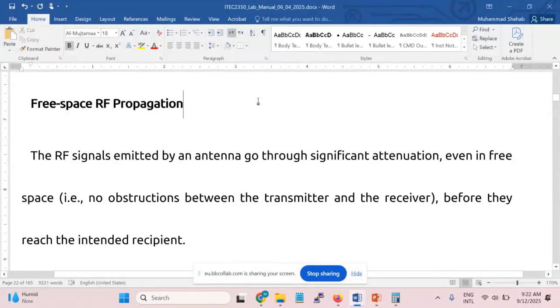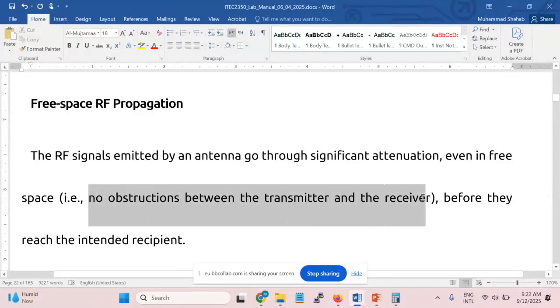What do we mean by free space? Radio frequency propagation. The radio frequency signals emitted or transmitted by an antenna go through significant attenuation, even in free space. What do I mean by free space? There is no obstruction or obstacle between the transmitter and the receiver. I don't have a blockage or obstacle between the transmitter and the receiver.